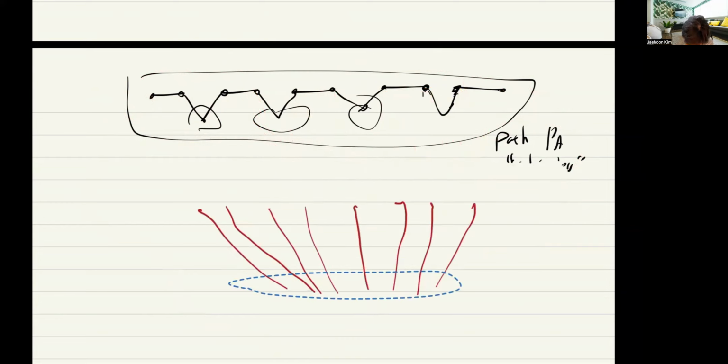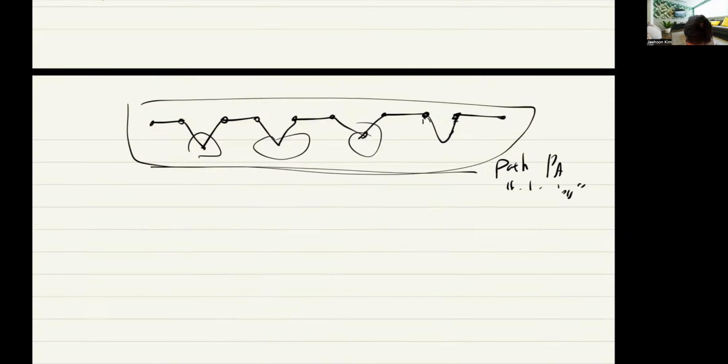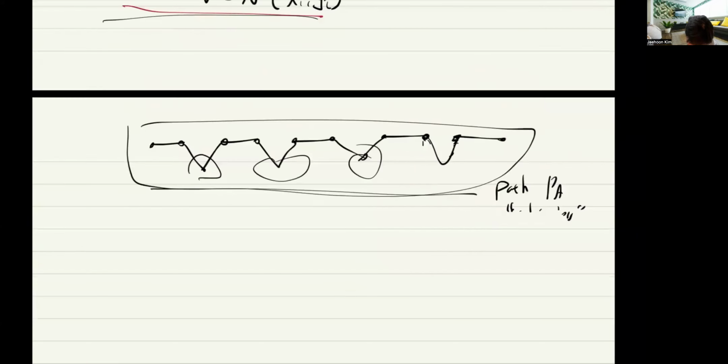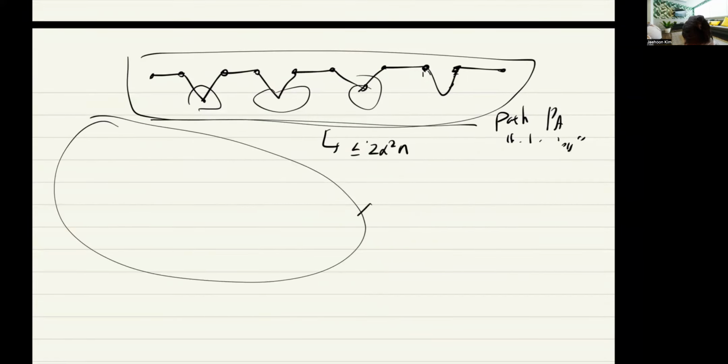How? Now you have this, right? And then see that this is very small. This entire thing has size at most 2 alpha squared n. So in the remaining graph, its minimum degree is still half plus alpha minus 2 alpha squared, so at least alpha over 2 n.